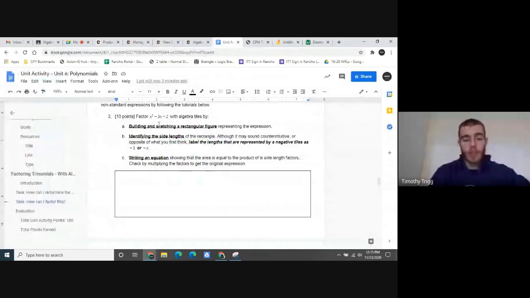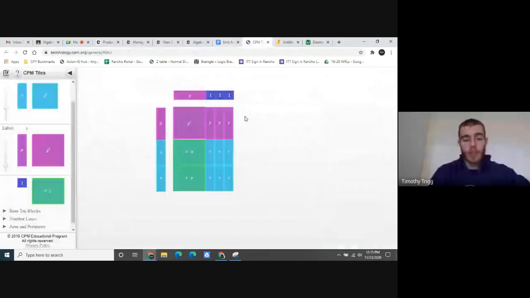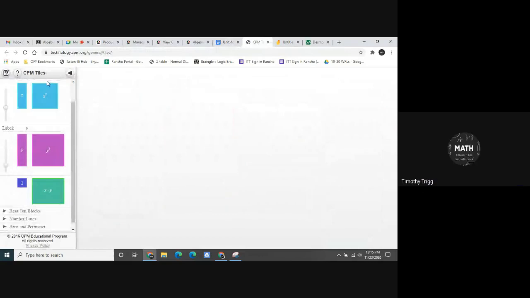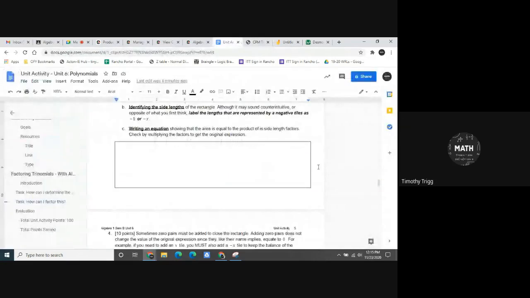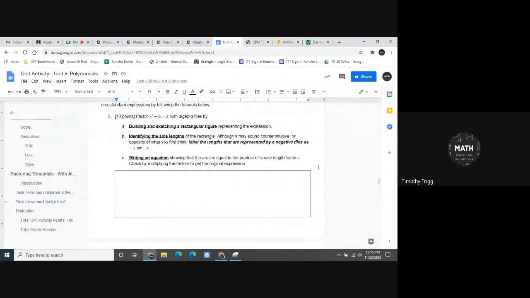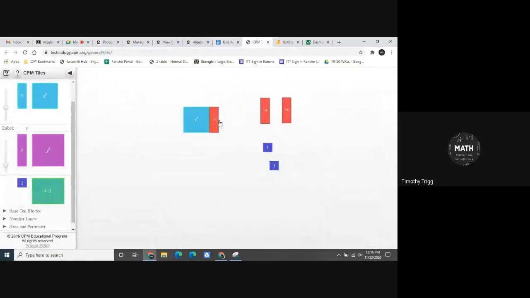So we have x squared minus 3x plus 2. Let me go ahead and get rid of this stuff. We got an x squared minus 3x. So since it's minus 3x, these three x tiles, we're going to go ahead and negative them, click on them to make them negative. And then we have plus 2. But the same rules apply. We want to make this into a perfect rectangle.